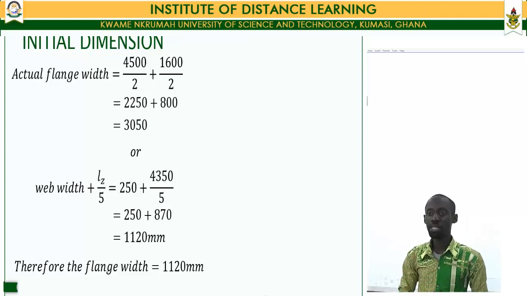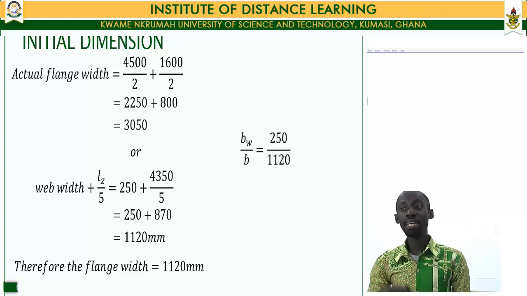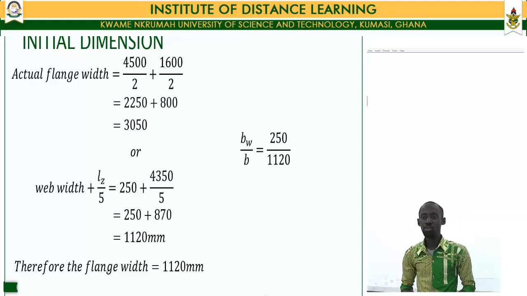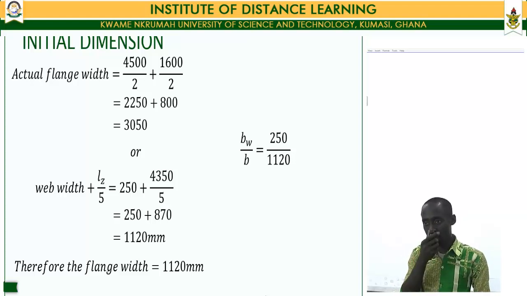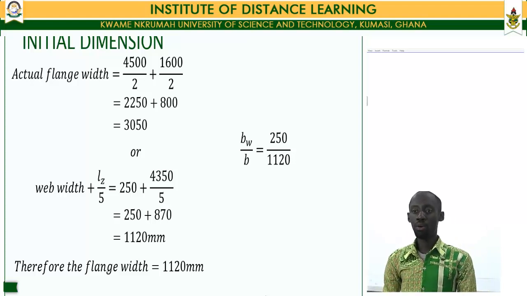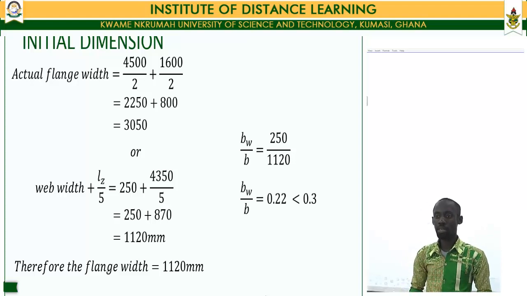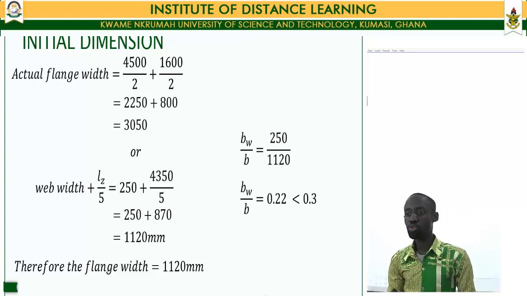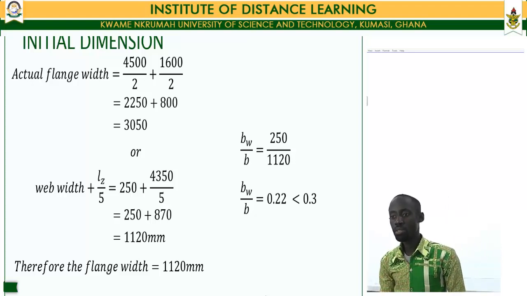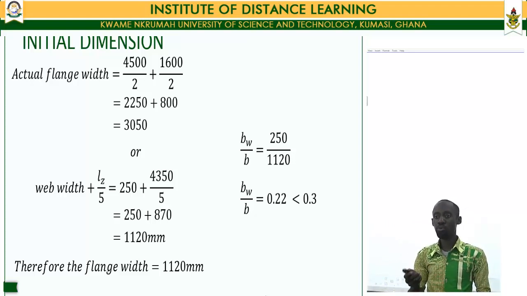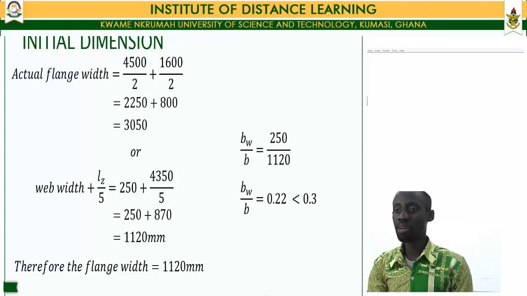Now, having established our flange width, we therefore go ahead and establish the ratio between the web width and the flange width. So we find our web width divided by our flange width. Our web width has a value of 250 and the flange width has a value of 1,120. Dividing the web width by the flange width gives us a value of 0.22. Now this 0.22 is less than 0.3, which we are going to use in determining our initial dimension.